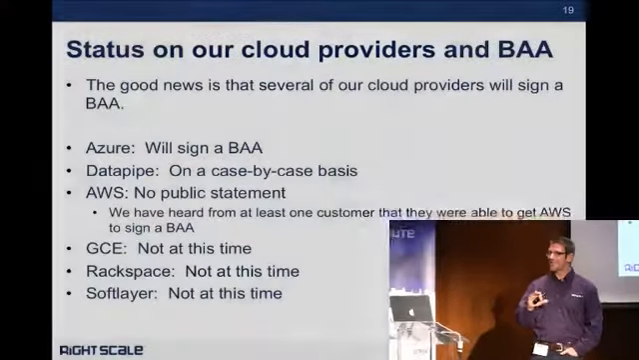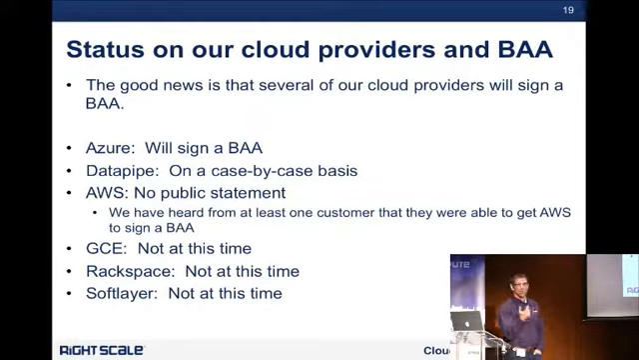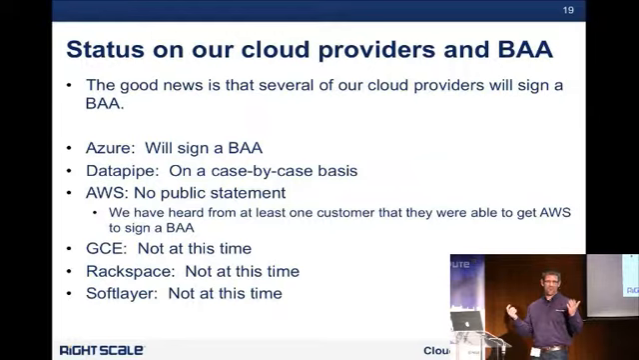So one of the things I wanted to comment on, and I actually got a partial legal opinion today on this, so I feel even more empowered to say this, is that the good news is that a lot of your cloud providers will probably sign this. This is the cloud providers themselves. Azure will sign a BAA. Microsoft will sign a BAA for you and do that. Data pipe will do it on a case-by-case basis. And obviously, I'm picking public clouds that RightScale supports. There may be others that we don't, but I wouldn't want you to use them.